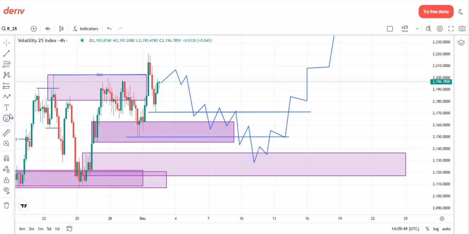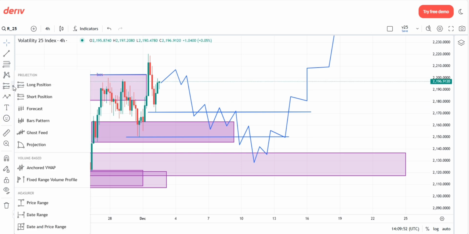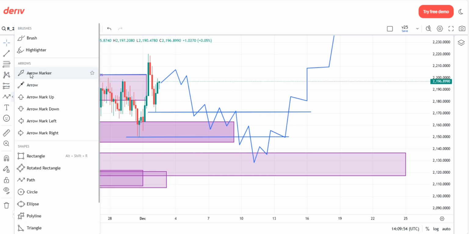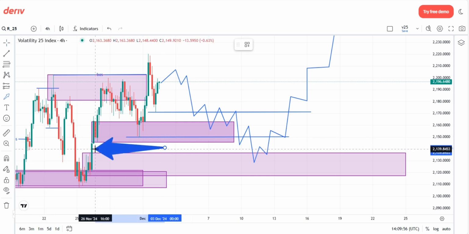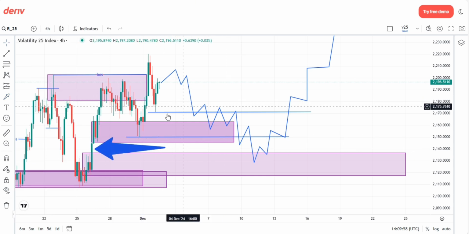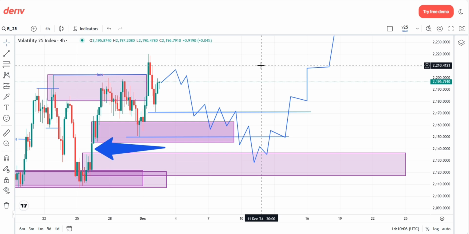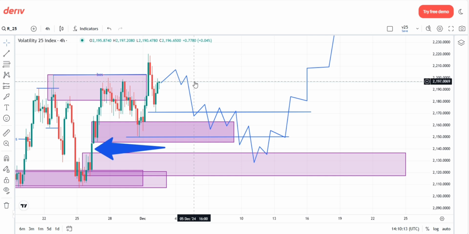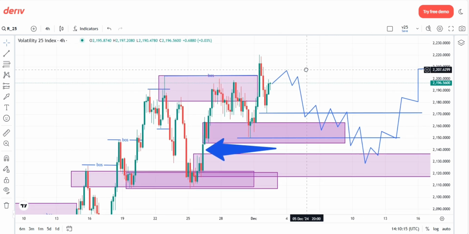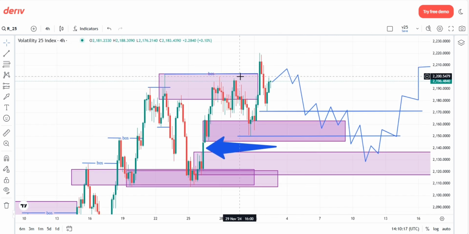Why am I very confident? Because I'm also seeing this fair value gap here. So the market will make a way and fill this insufficient price and then shoot up. So I'll be waiting, I will be monitoring this trade, and as time goes on I will be sharing some updates.